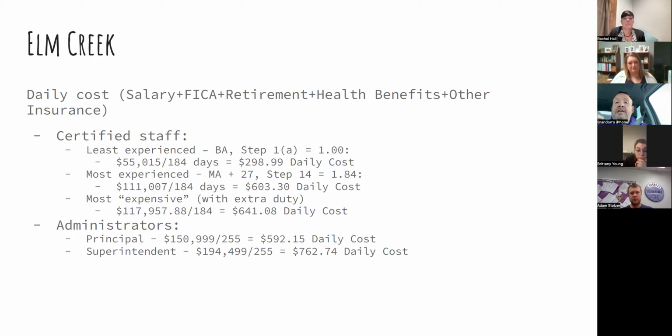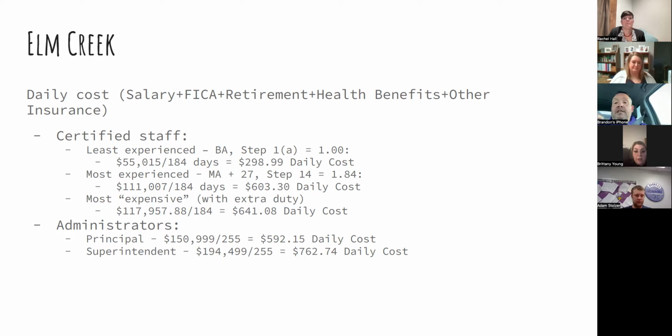for her daily costs. Our most experienced is one that's going to retire next year. She's at MA plus 27, top of the scale, and she's at 603.30. Again, that's with all of the benefits included, not just the salary. And she's also our most expensive because she does cheer. Looking at all of them, she's really 641.08 with that. We have some that are really close to her, but she's obviously the highest, and those numbers obviously change our budget when people that have been here a long time retire and you get new people in.